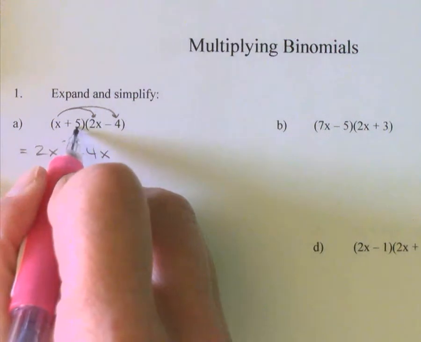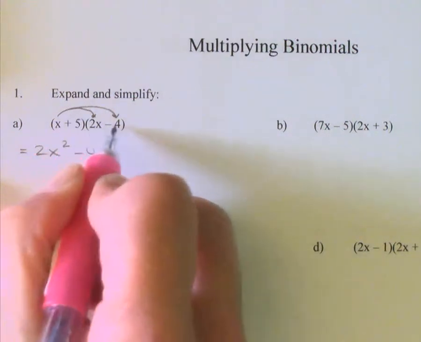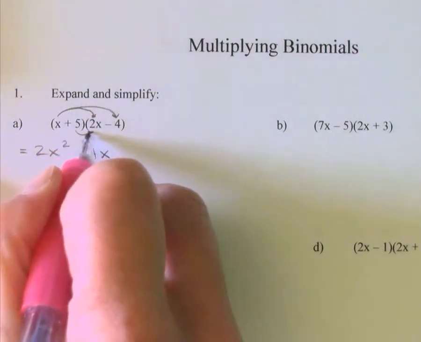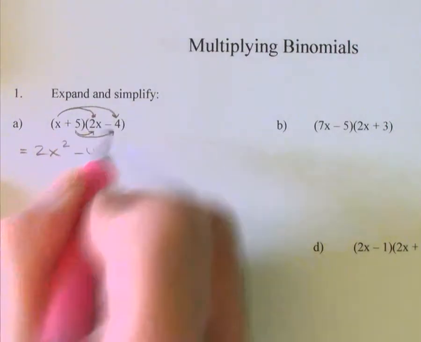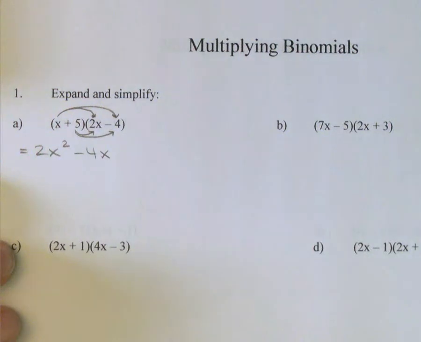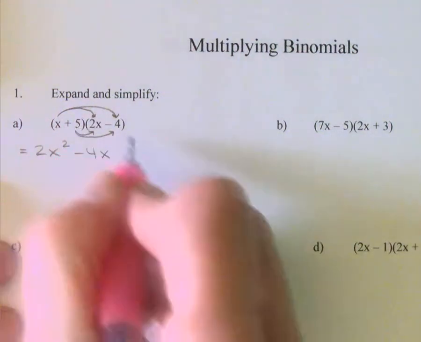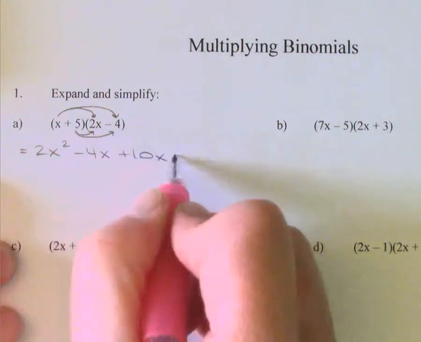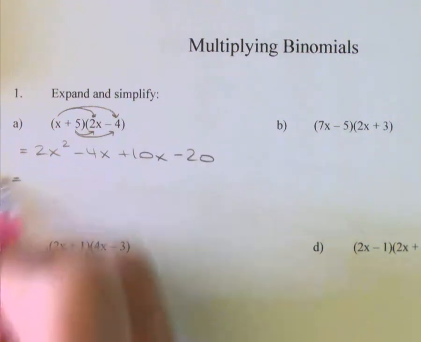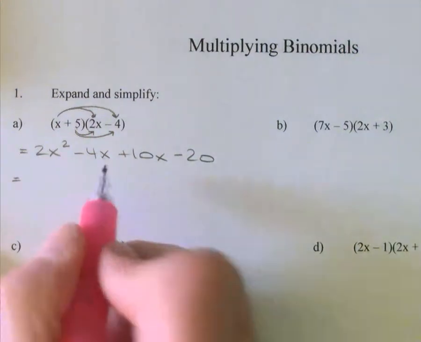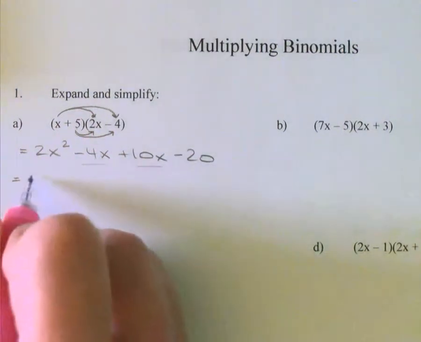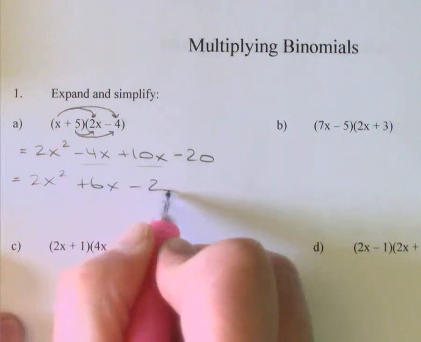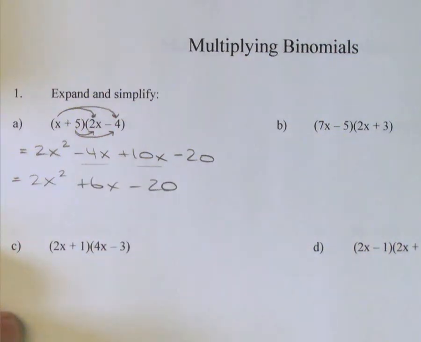Now I need to do the same thing with 5. It needs to also multiply by everything in the second bracket. So I'm going to do 5 times 2x and 5 times minus 4. So 5 times 2x is 10x, and 5 times minus 4 is minus 20. And now I can add the like terms. So I have 2x squared plus 6x minus 20.